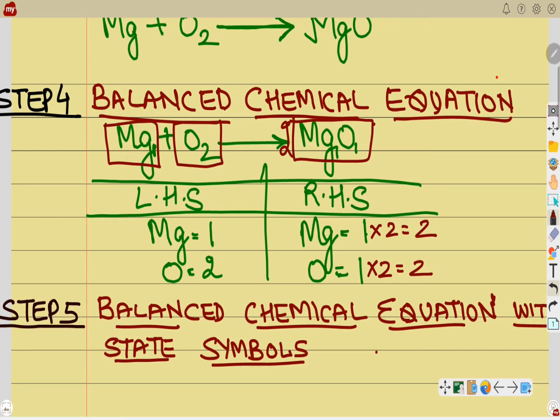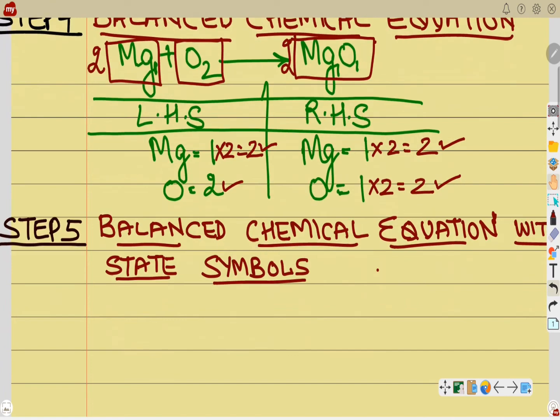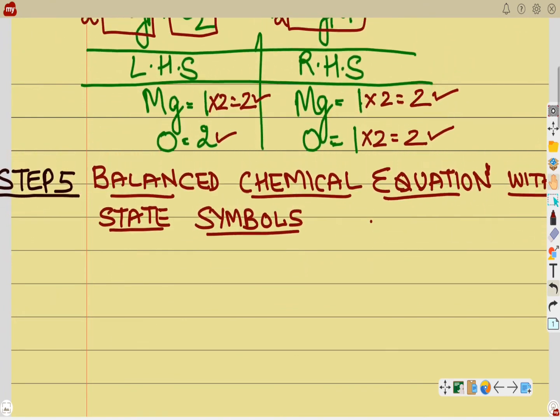So let us see what we can do for magnesium. If we write 2 in the coefficient, we will multiply this 2 with 1, so 1 into 2 will also become 2. Let us check. Magnesium on the reactant side is 2, magnesium on the product side is 2. Oxygen on the reactant side is 2, oxygen on the product side is also 2. That means now this equation is balanced. So we have achieved a lot. Starting from the chemical reaction, we have made this a balanced chemical equation.